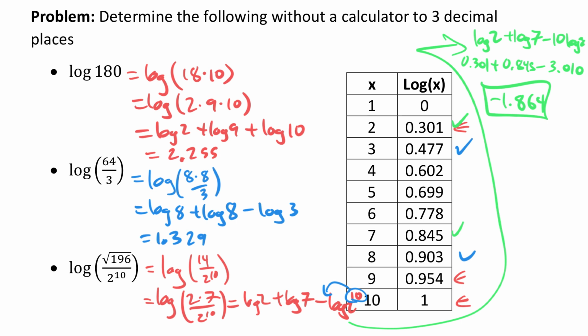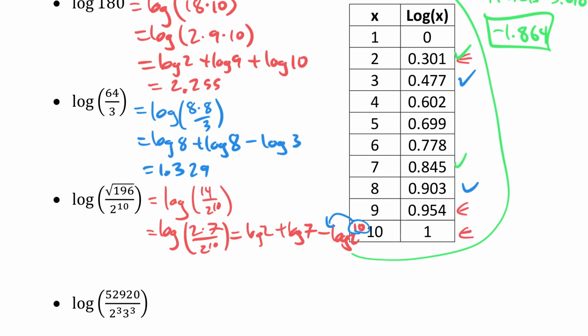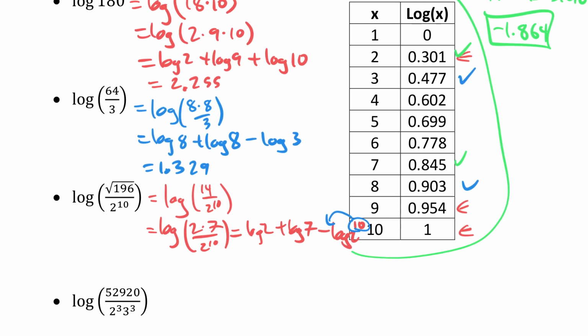All right, I got one real tough one for you here. I'll make sure you can still see the log table. But we have log of 52,920 divided by 2 to the power of 3 times 3 to the power of 3. So you're going to definitely need to take that big number and break it up. Try to find a way to write it as smaller numbers multiplied, maybe make a factor tree. But go ahead and pause the video and give that a try.